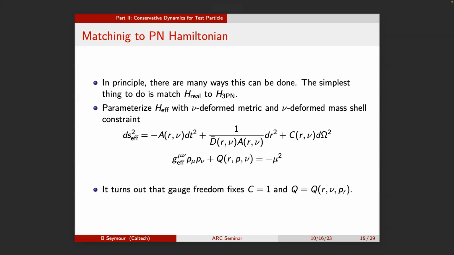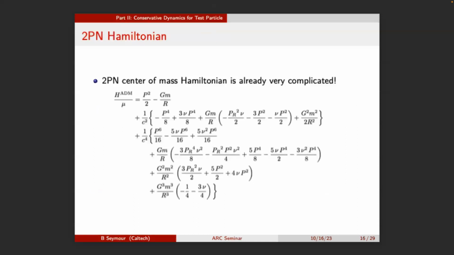Okay. If you do the analysis, you can use gauge freedom to fix C equal to 1, and Q only depends on the radial momentum. Q is going to be a 3PN effect, while these A and D will be lower PN. So at first order, it's approximately just a deformed Schwarzschild geodesic.